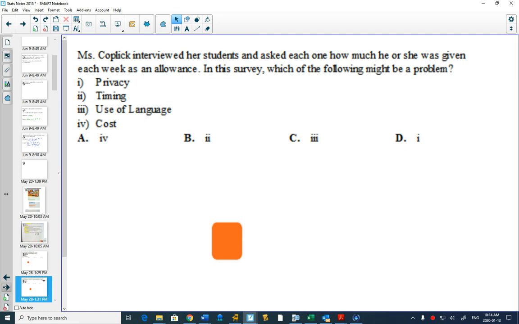Ms. Koplik interviewed her students and asked each one how much he or she was given each week as an allowance. In this survey, what might be a problem? Got an idea? What do you guys think? Privacy. Okay. Another thing they could have put up for this one is ethics. Right? Is it appropriate for me as a teacher to know how much money you're getting as an allowance?